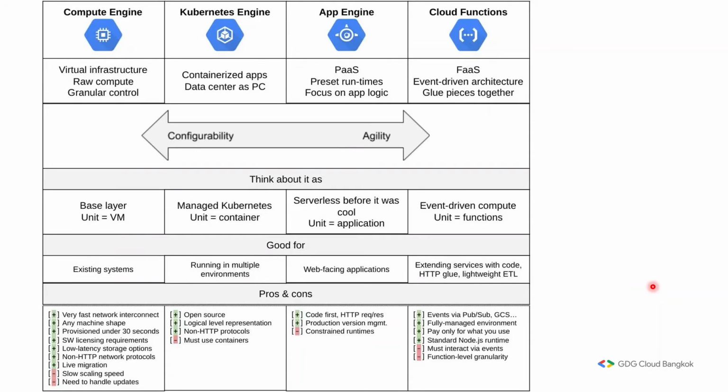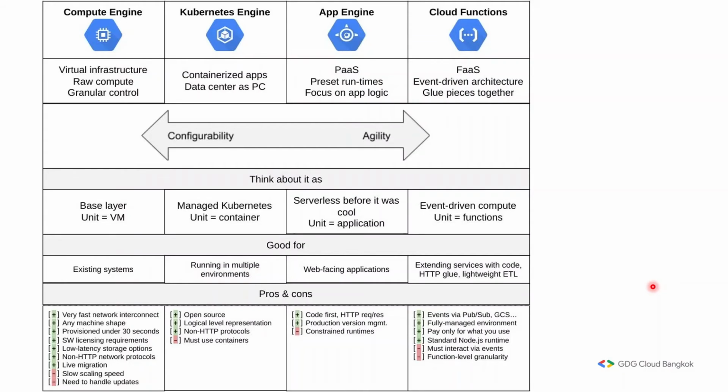Compute Engine is virtual infrastructure, raw compute, with granular control, and Kubernetes Engine is for containerized apps, data center as PC. App Engine is a platform as a service, with persistent preset runtimes, focused on app logic, and Cloud Functions is an event-driven architecture, gluing pieces together.